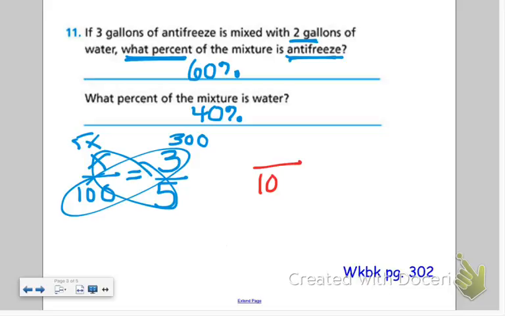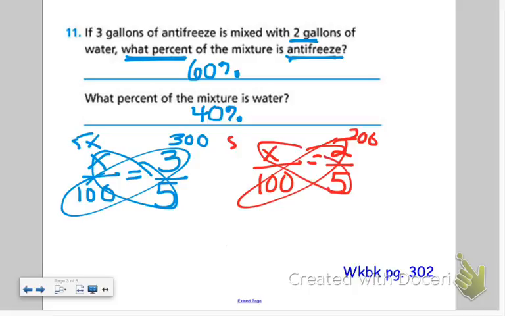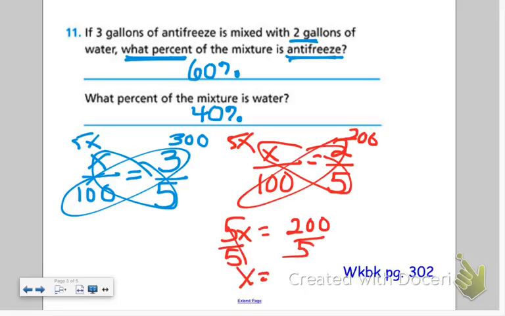Okay, so what percent of the mixture is water? So again, we're missing the percent. We've got 2 gallons of water out of the total 5 gallons. So if you cross multiply, you have 5 times x equals 200. And when you solve for x, you're going to get 40. There's your percent. So if 60% is antifreeze, then 40% must be the water, and that gives you the total 100% mixture.